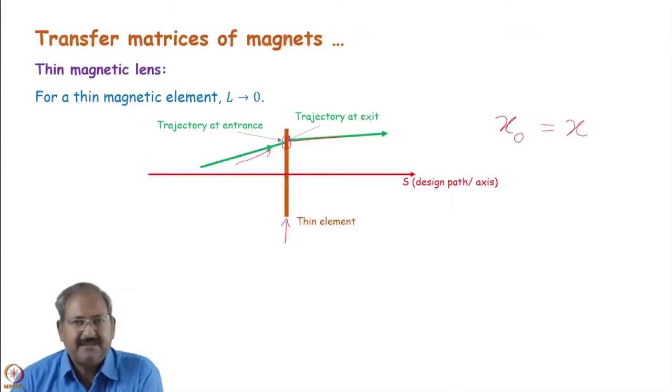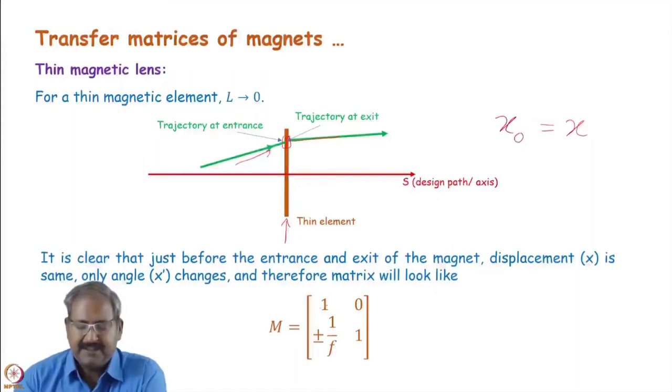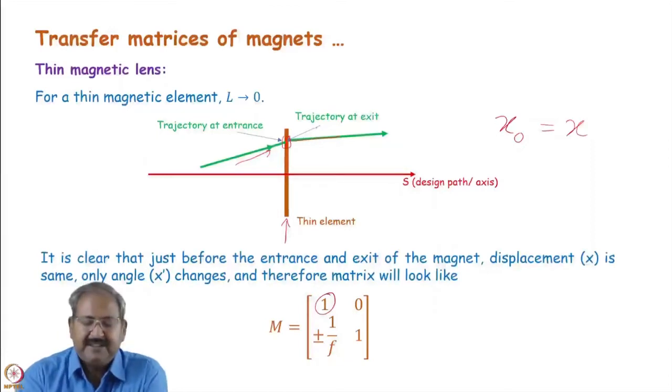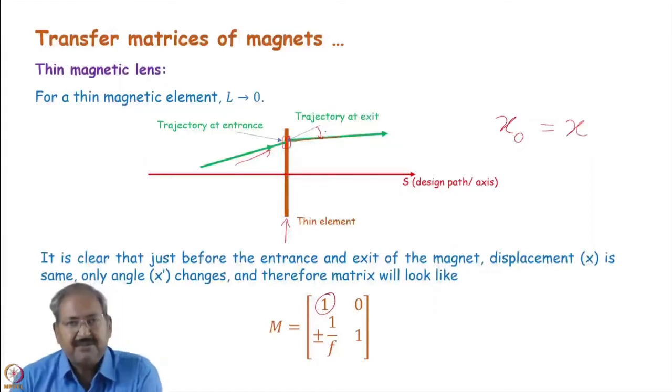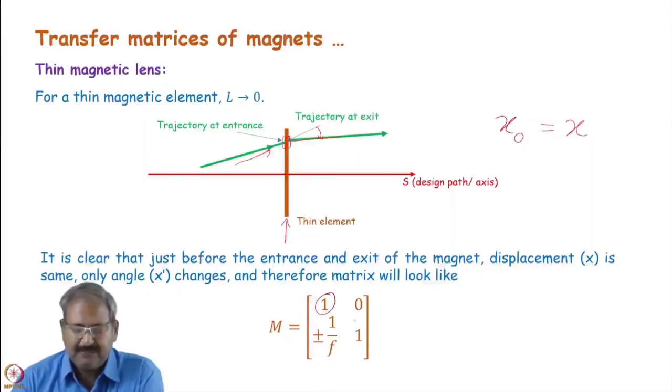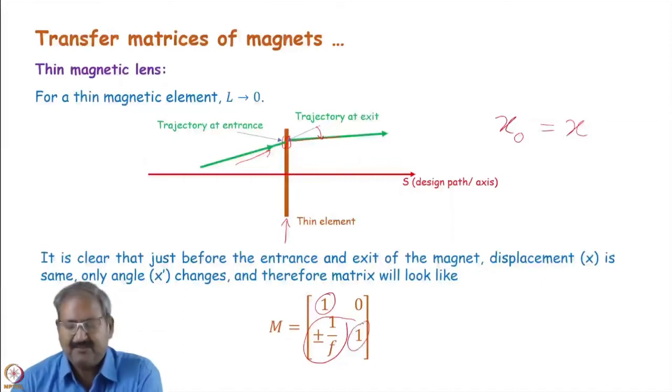So this makes our first row of the matrix. So x is equal to x0. And what is this angle? This angle depends on the focal length of this quadrupole, which we have seen earlier. And that's why in the second row, we have 1 by f here, and at the diagonals, we get 1. So you will get x prime equal to plus minus 1 by f x0 plus x0 prime.